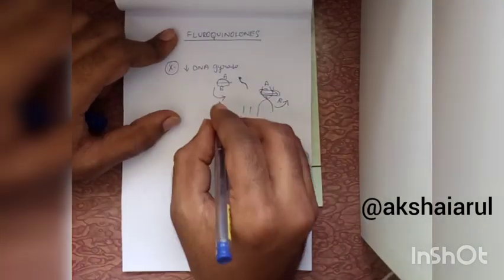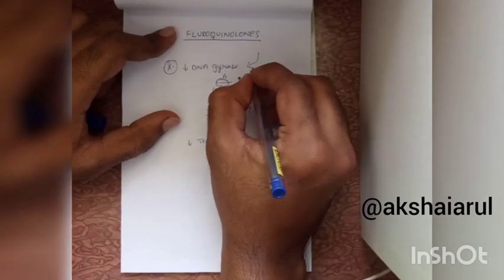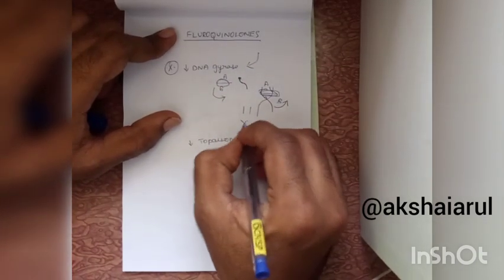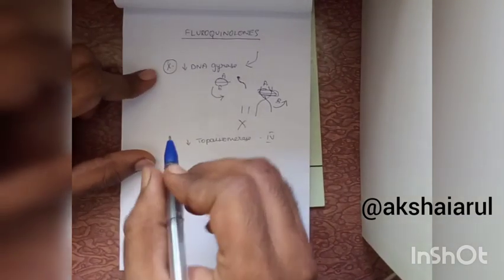In this way the replication takes place, and fluoroquinolones inhibit the enzyme DNA gyrase and thus stop the production of bacterial DNA, and thus it prevents the growth of bacteria.